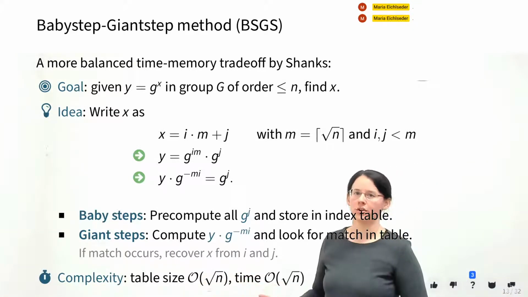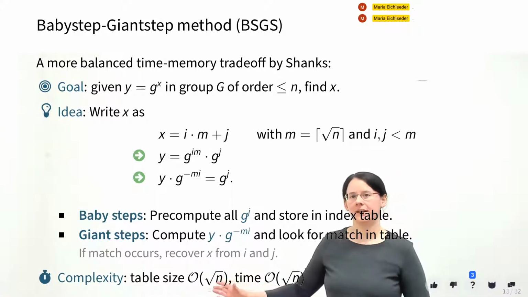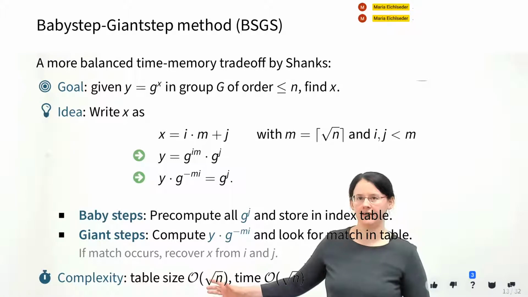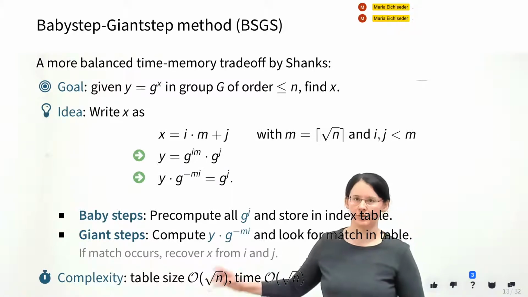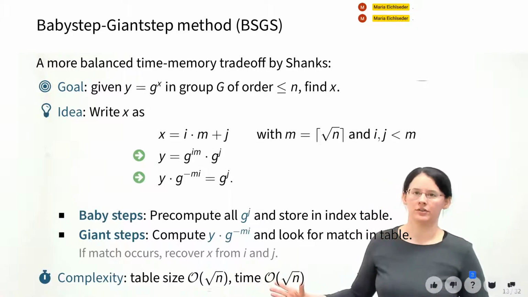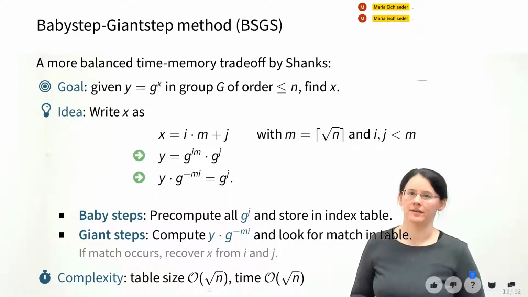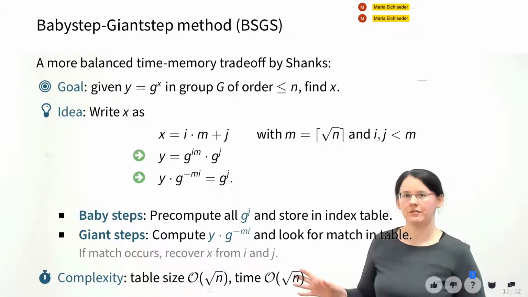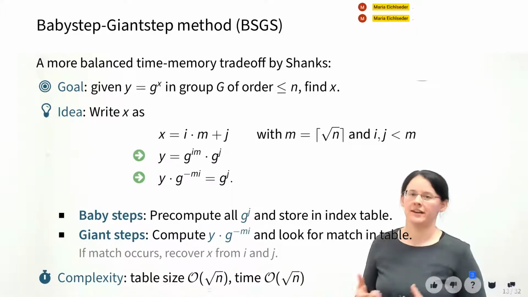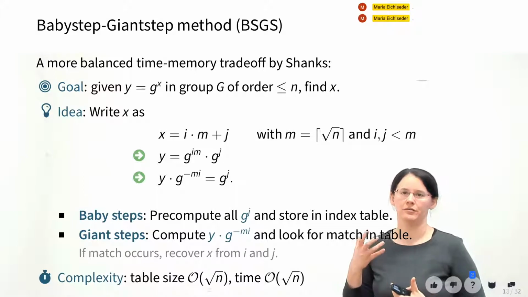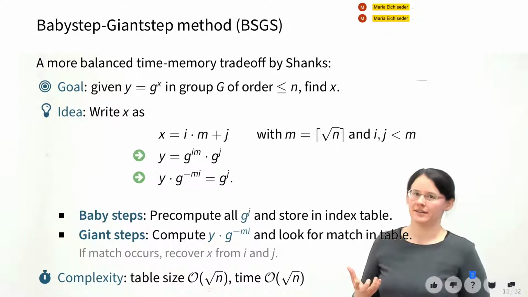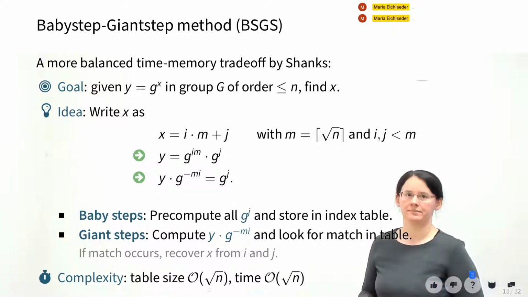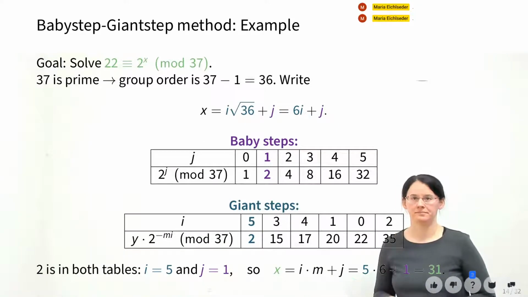So if I say that table size is more costly than time, then I can make the table a bit smaller, so compute fewer baby steps, and in contrast make more lookups, so more giant steps. This way I have a really flexible trade-off that I can optimize depending on the ratio of storage cost and computation cost. So let's have a look at an example.